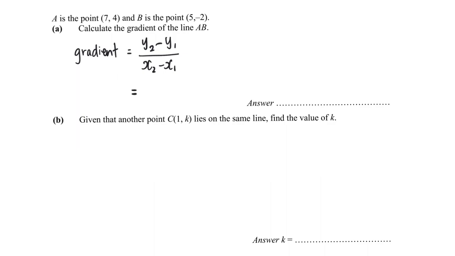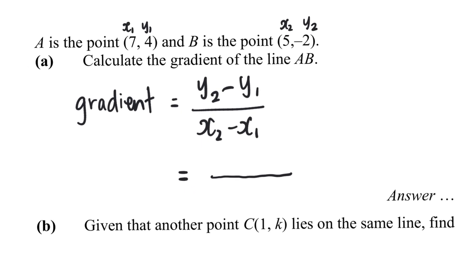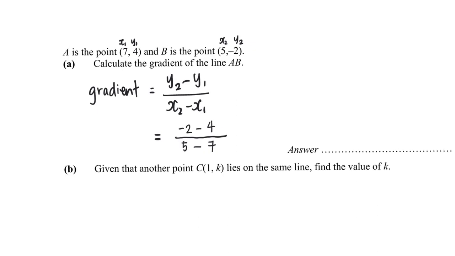So we just have to apply neatly, okay? So if I zoom in, this will be my x1, y1, x2, y2. So I could then just simply write it down here. -2 minus 4, 5 minus 7. And this will give me a value of 3. So the answer is 3. Gradient is 3.